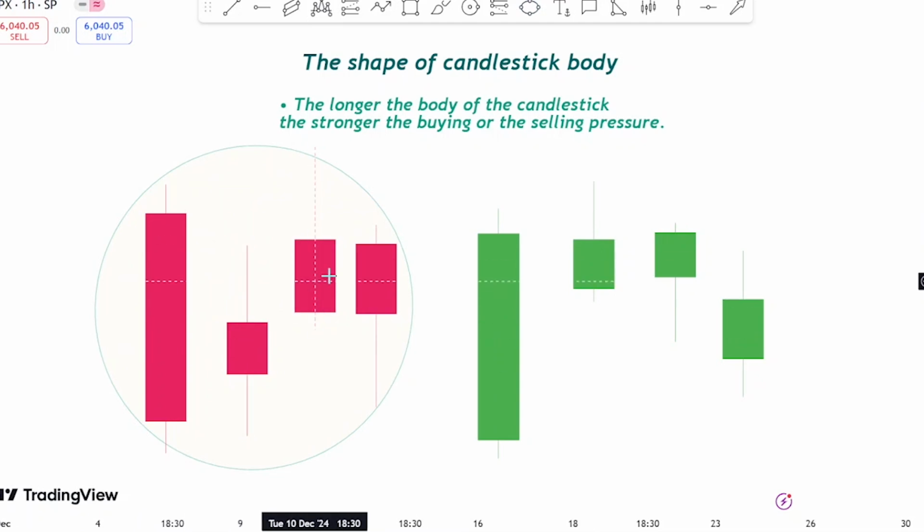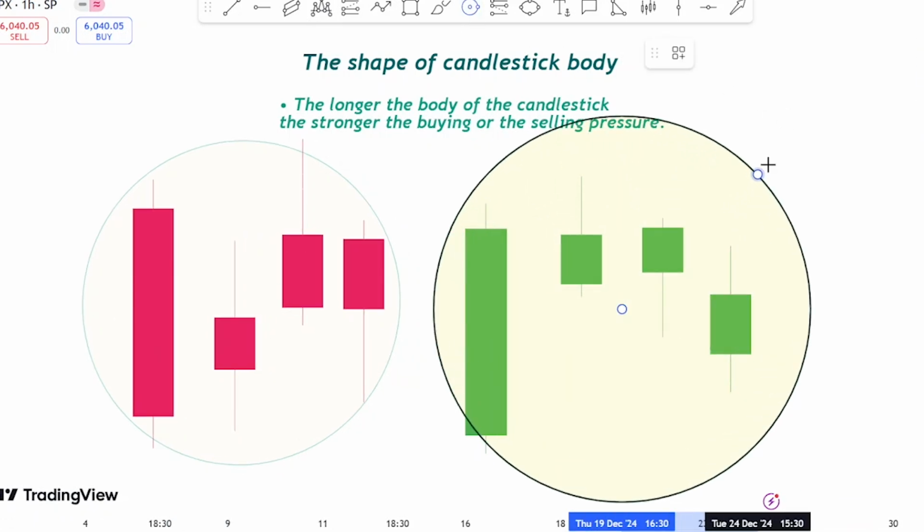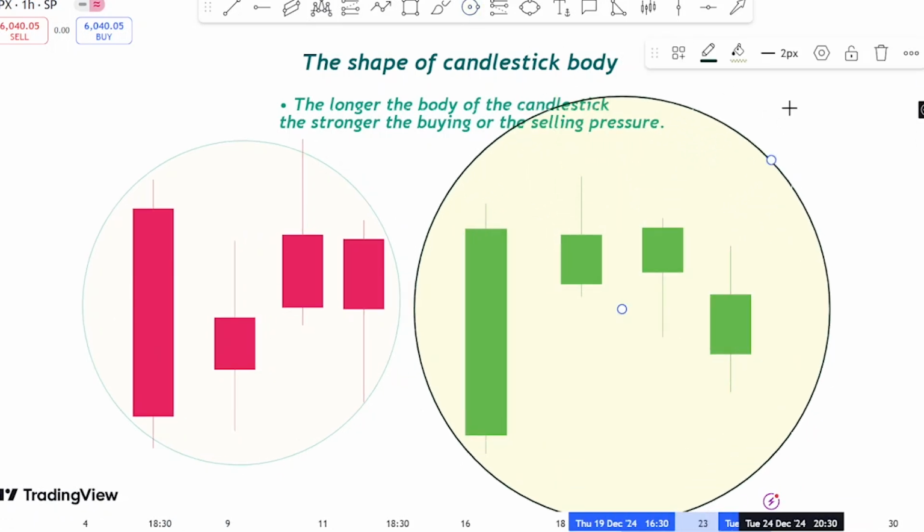Even this one and all of this one, but they don't have the same shape. And even these are bullish candles, but their shapes are not the same. So now, what does it mean?